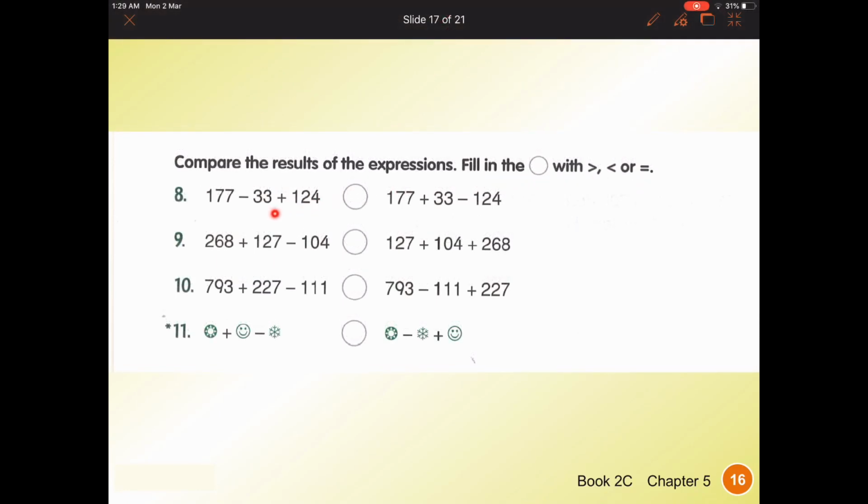So there are 2 ways to work on these questions. Either you can work out the answers for the 2 expressions and then try to compare the numbers, or you can try to observe the different parts of the expressions. So let's work on question number 8. We have 177 on both sides, so that means we can ignore this for now.